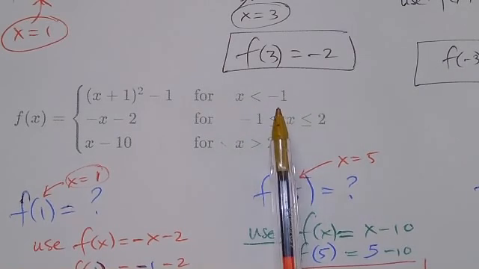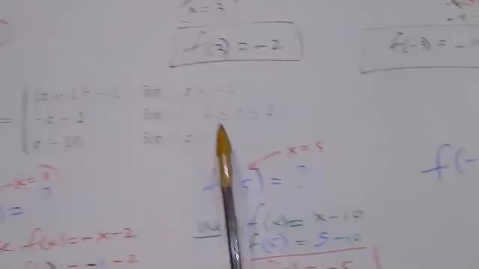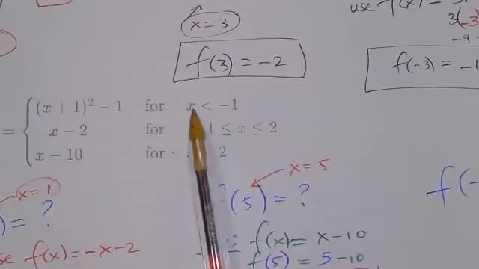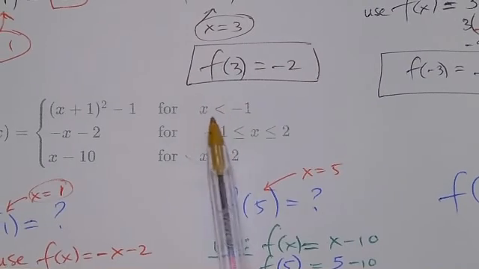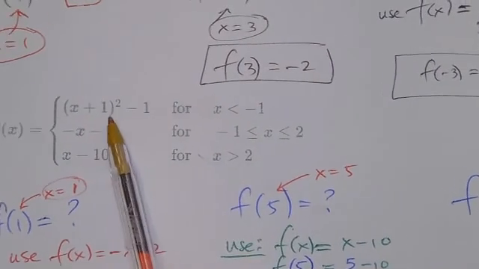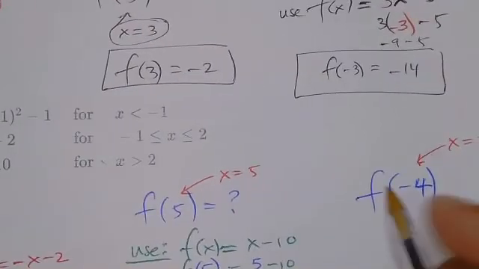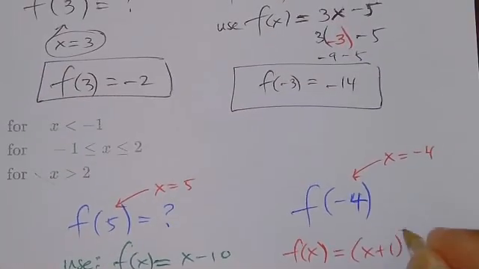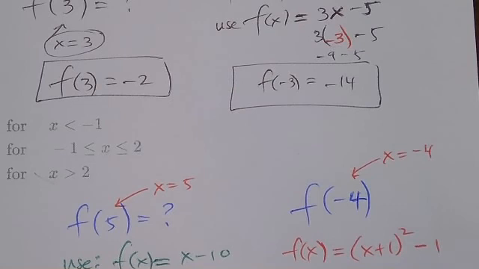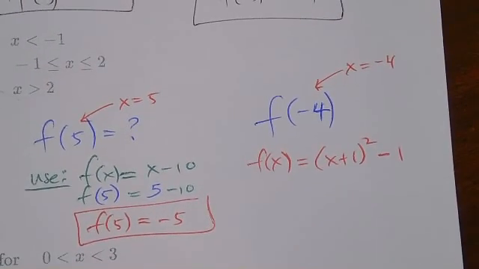Here, the values of x are less than -1. What numbers are less than -1? Well, there's a lot of numbers less than -1: -2, -3, -4, right? That's what we're looking for. Okay, so this is the inequality that satisfies x to be -4. So that means we're going to use this function up here. The f of x is equal to what? X plus 1 squared minus 1.